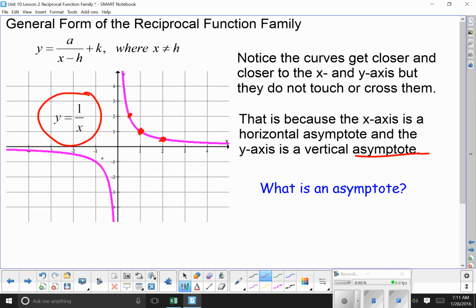Likewise over here, when x is negative 1, y is negative 1. When x is negative 2, y is negative a half. When x is negative a half, y is negative 2, and I can draw. Notice x can't become 0, but the closer x gets to 0, the bigger y becomes. The bigger x becomes, the smaller y becomes. Think about that.